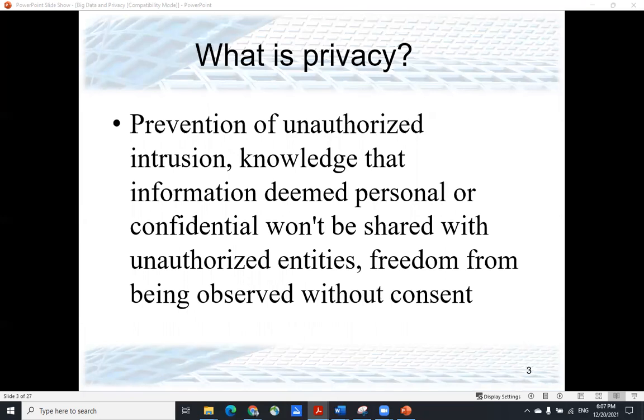When we talk about privacy, we are talking about the prevention of unauthorized intrusion. So knowledge that information deemed personal or confidential will not be shared with unauthorized groups or entities. So this is basically the freedom from being observed without consent. So keeping your data private, keeping your credit score private, maybe your political opinion, things like that, or maybe your email address.